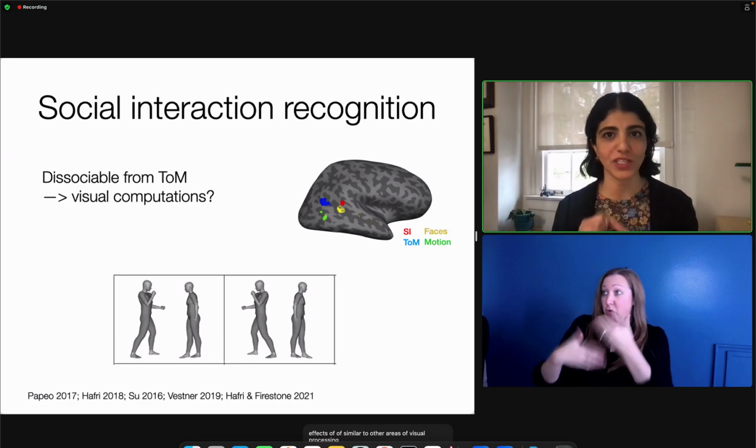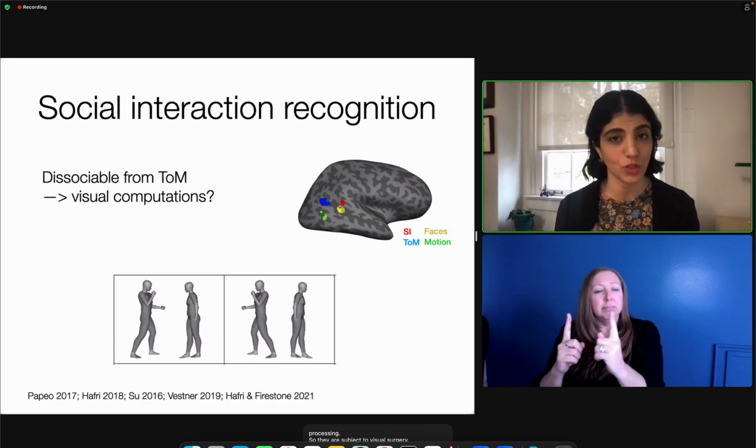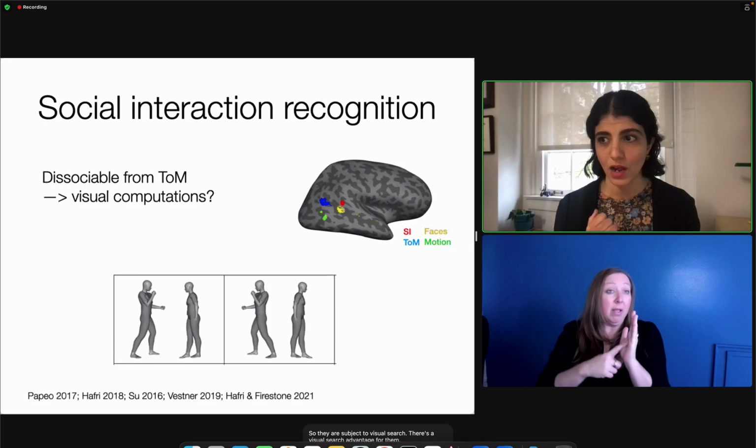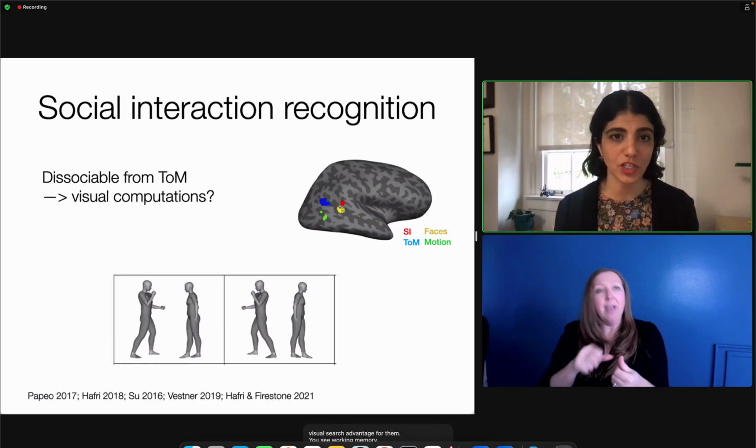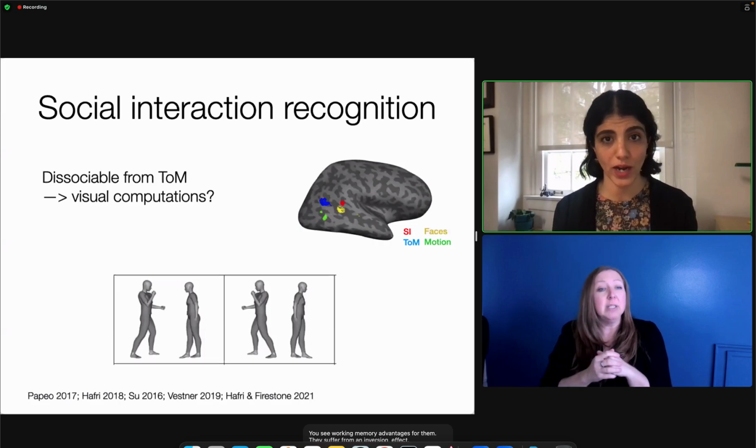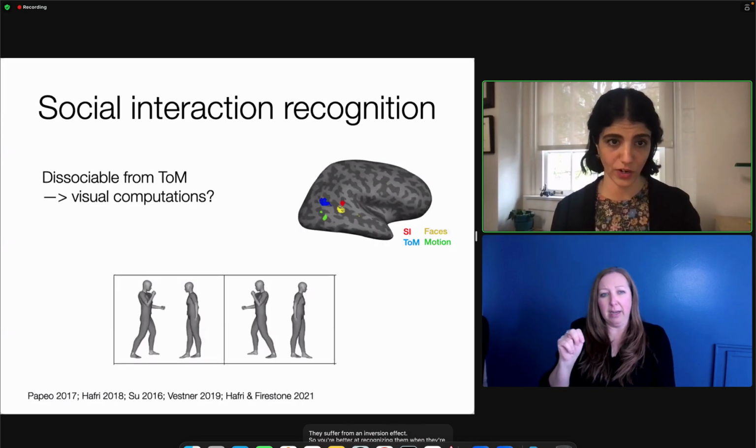So they are subject to visual search. There's a visual search advantage for them. You see working memory advantages for them. They suffer from an inversion effect, so you're better at recognizing them when they're upright versus inverted, etc.